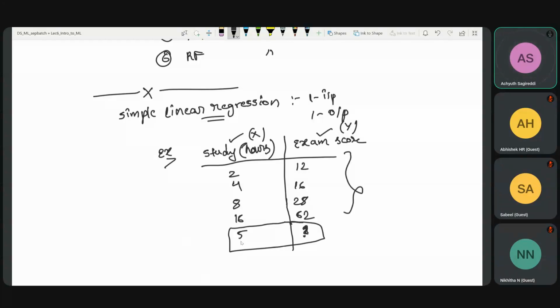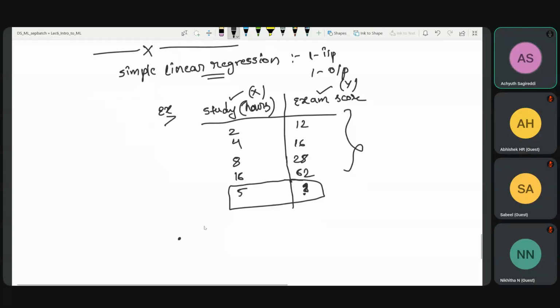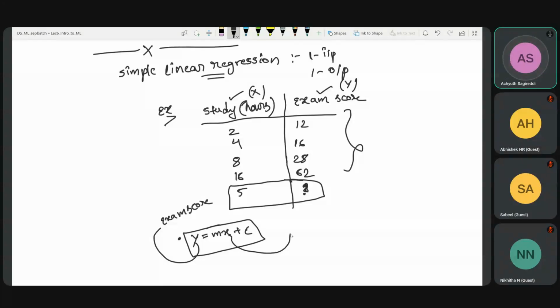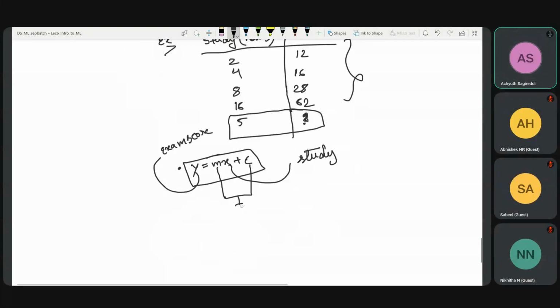So in simple linear regression, this relationship is found by using some equation, that is the simple linear equation: y equals mx plus c. In this case, y is exam score and x is study. Sorry, x is study. M and c, what is m, what is c? These are not variables, these are called parameters.